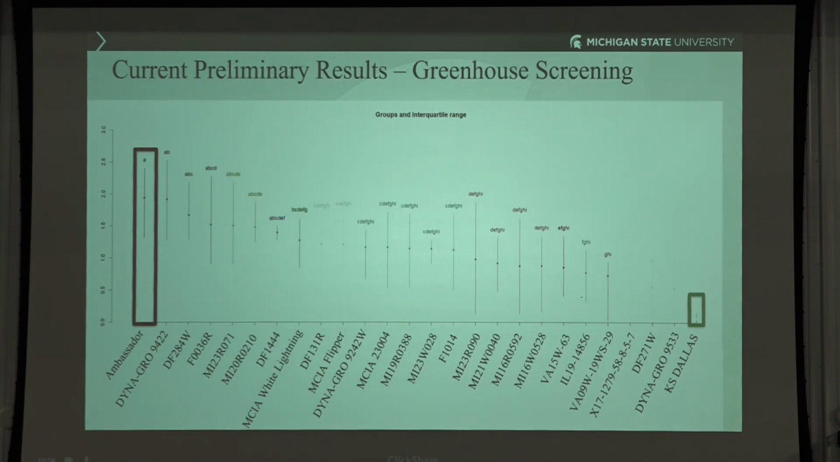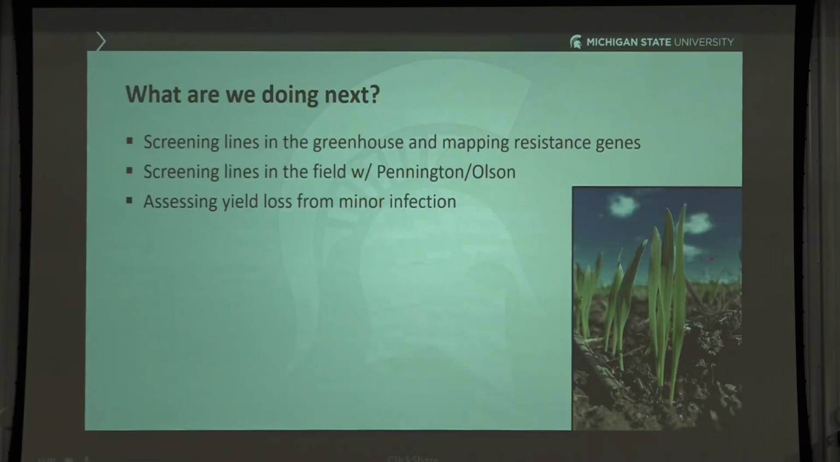Keely did some greenhouse work, and what she used here is Ambassador as our susceptible check. This is a visual rating that she did, so the higher up here, the more virus symptoms that she was seeing. She used a variety out of Kansas with some resistance to wheat streak mosaic virus, and screened a whole bunch of different varieties. This is somewhat preliminary. We're doing field screening and some additional greenhouse screening to confirm these results. But it looks like we do have some differences in susceptibility across the varieties that we grow, and that might be very important as we move forward.